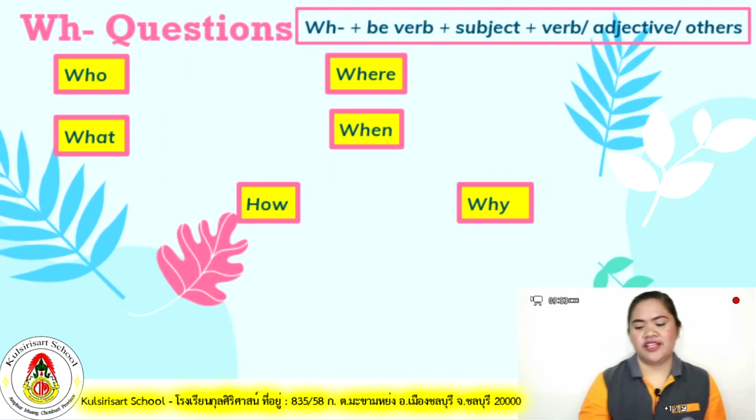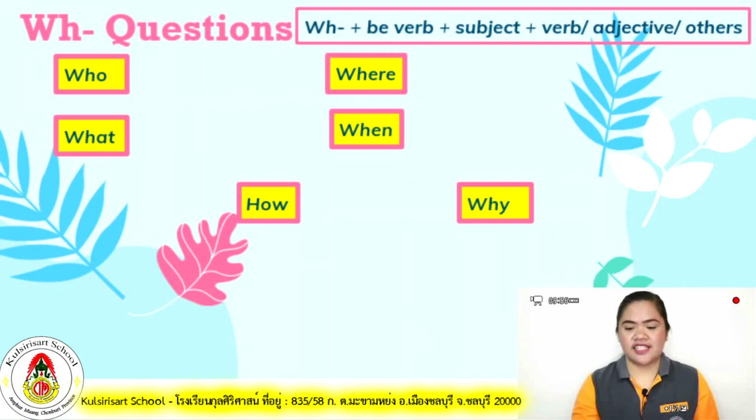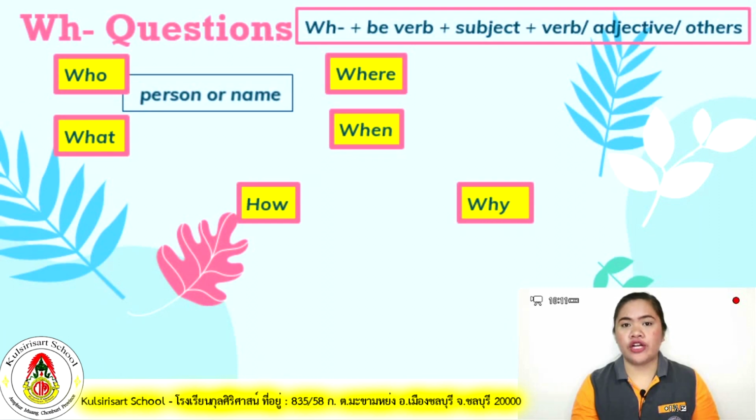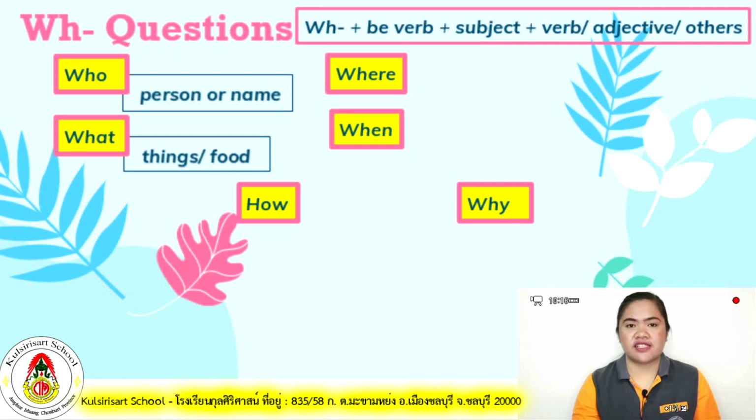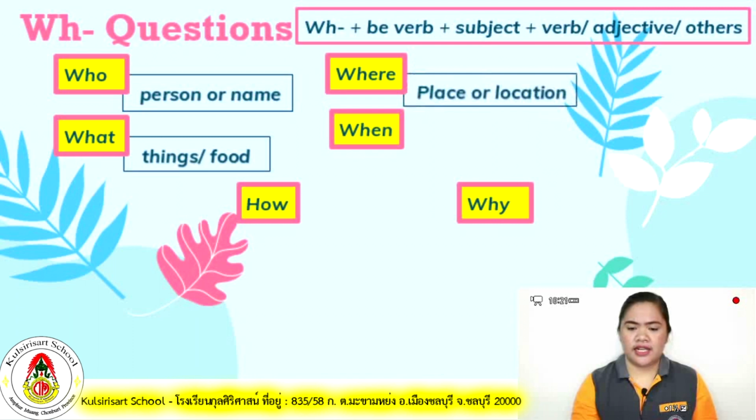Okay, very good. That's nice. And it's a way that you can memorize the pattern. So heads down and now look on your computer or monitor. When we talk about the word who, you ask for a person or name of person. When we talk about what, you ask for things or food, or it can be anything that doesn't move. Next, when we use where, you are asking for a place or location.